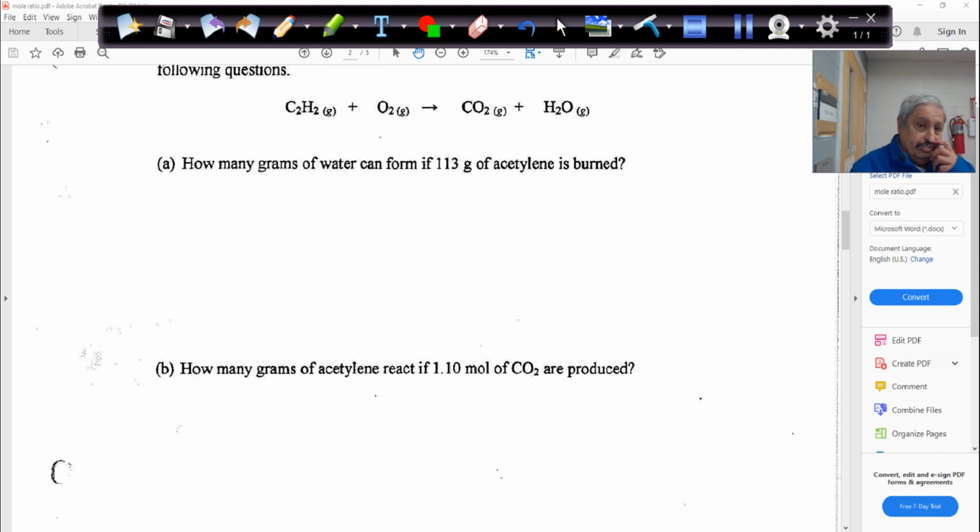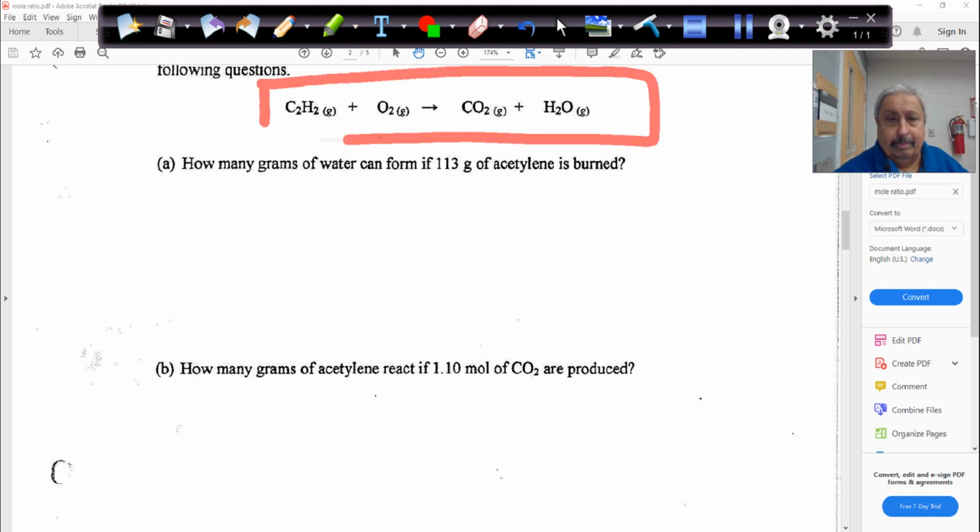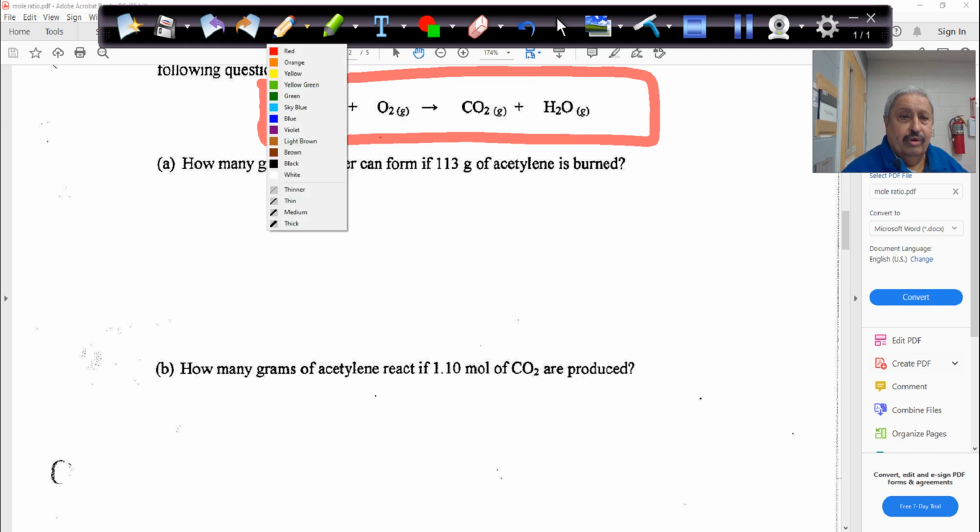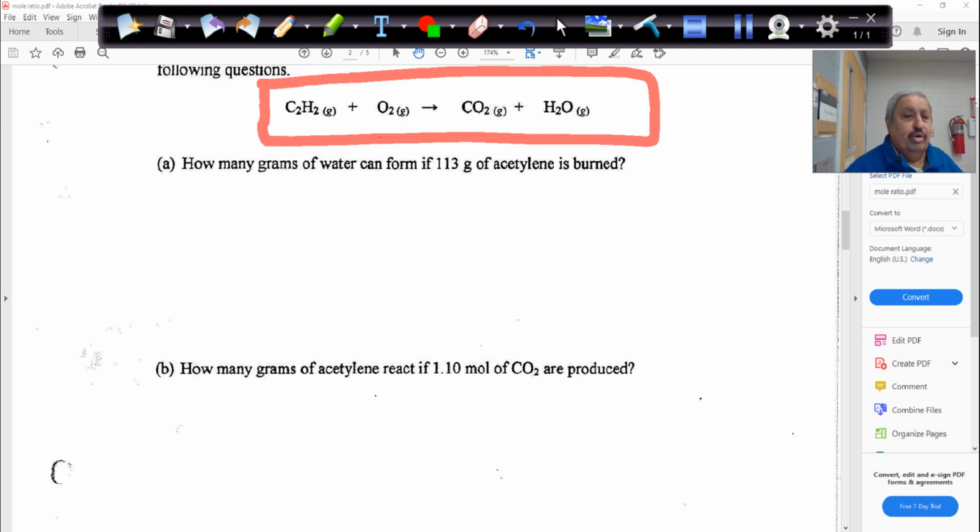So we have this chemical equation. And we want to see how many grams of H2O can form if you have 113 grams of acetylene. This is acetylene here. Okay, it's burned out. So, and the ratio, is it balanced or not balanced? It's not balanced. So, what do I have to do? Balance it. So, what will be the balance?